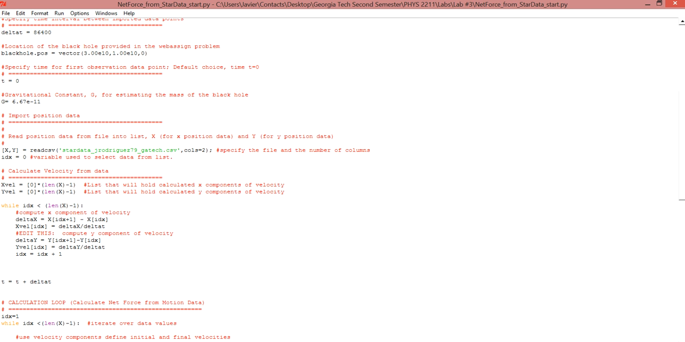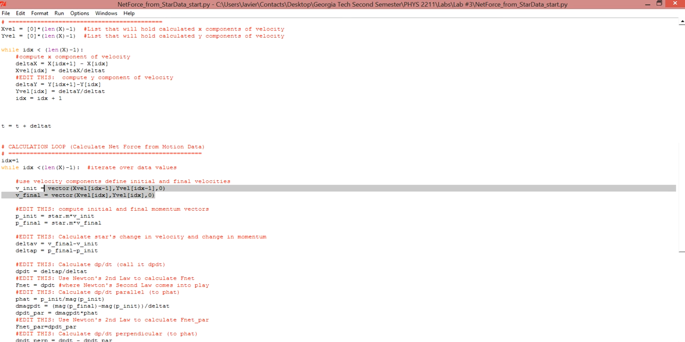Now, if we go to our first loop, we'll see the first important component of our code, which is finding the velocity of our star. In order to do this, we can use x and y, which are the two columns of our CSV file, and utilize this to find velocity. Since velocity is equal to delta r over delta t, we can just take two different positions and divide them by delta t in order to find a velocity. If we do this continuously, we'll find the average velocity of the star.